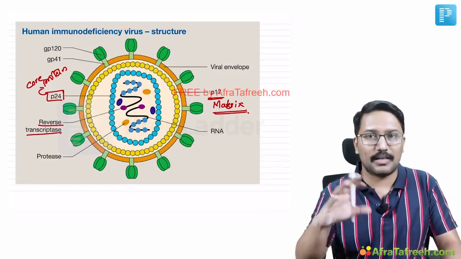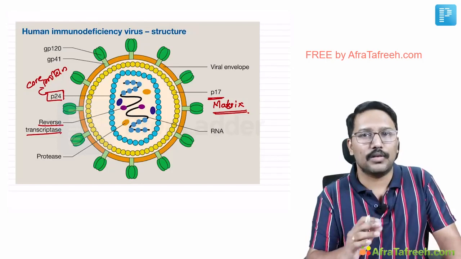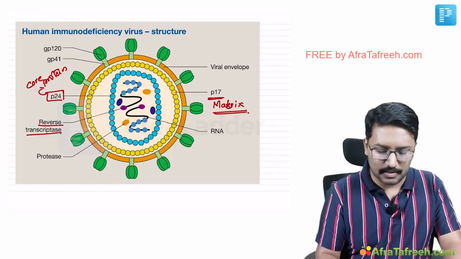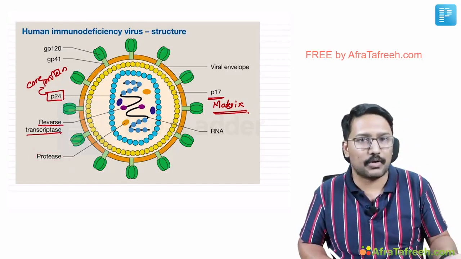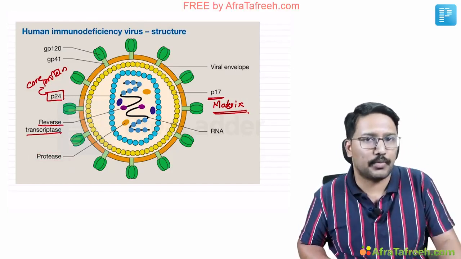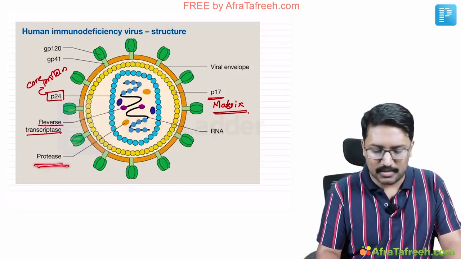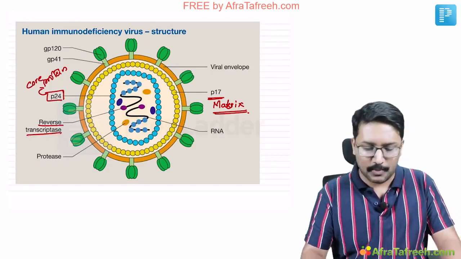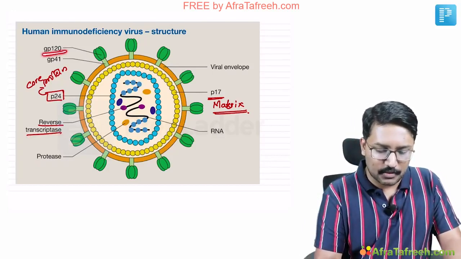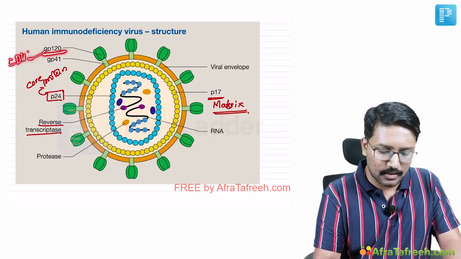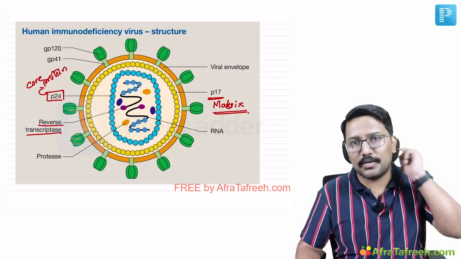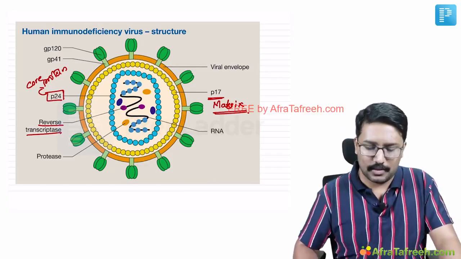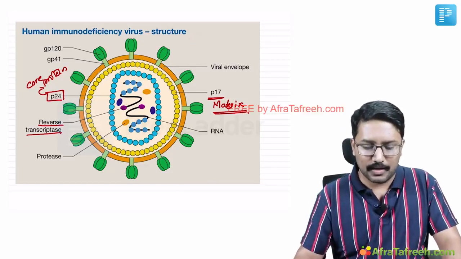This cleavage of the large polymeric proteins into individual proteins is done by an enzyme called protease. All of these are important targets when we talk about pharmacotherapy of HIV infection: protease inhibitors, reverse transcriptase inhibitors. Then GP120 is fusing with our CD4 receptor, so we can try to block at that level. All of these are our targets for pharmacotherapy. This is the basic structure of the HIV virus.